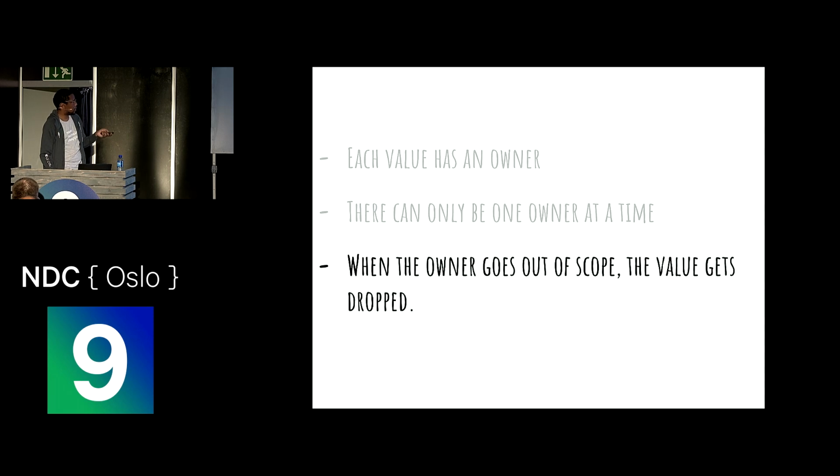So the idea here is a classic example. If you open a file in Rust, then the variable owns the file, and at the end of the scope, the file itself will be closed when the value gets dropped.